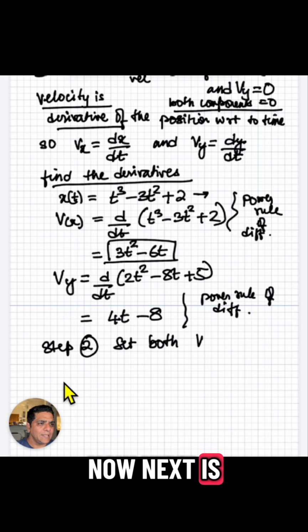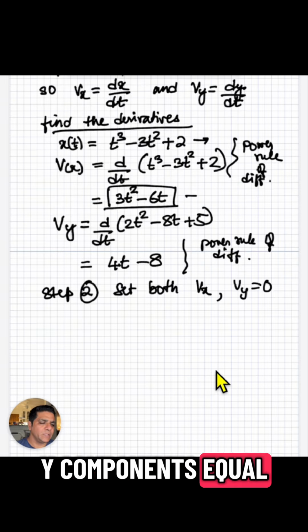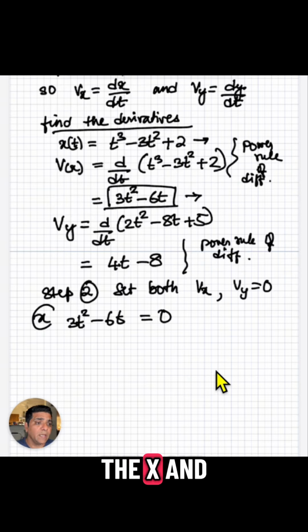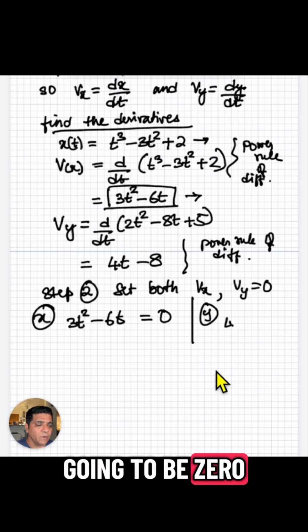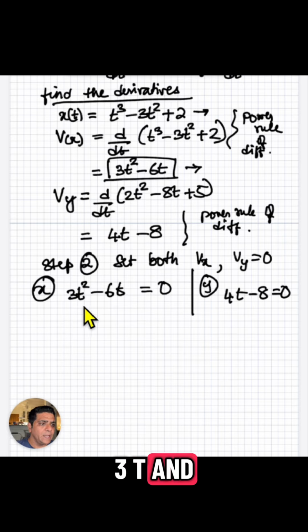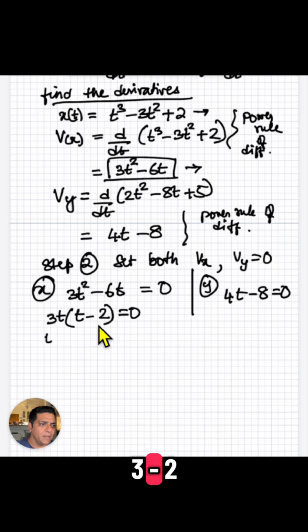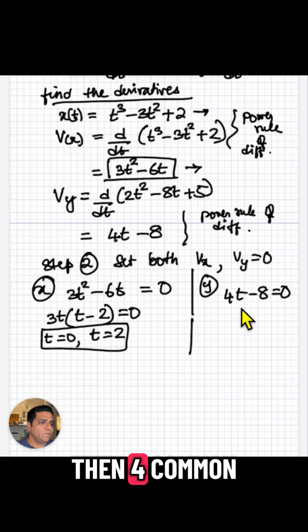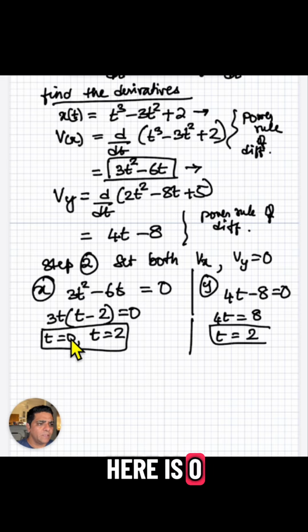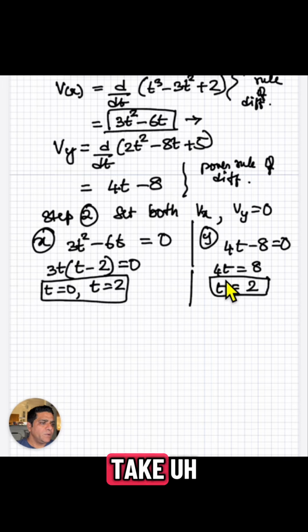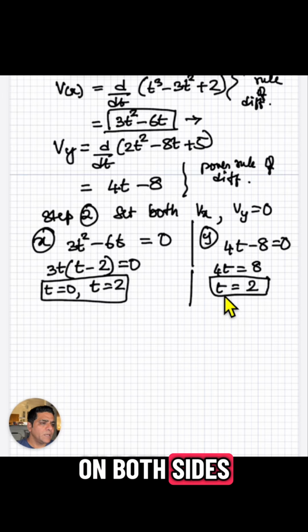Now next we're going to set both the x and y components equal to 0. Remember, when the particle is at rest, the x and y components of the velocity are both 0. So let's take 3t common here: 3t times (t minus 2) equals 0, and then 4 common. The t value here is 0 or 2, and here you divide by 4 on both sides, so t is going to be 2.